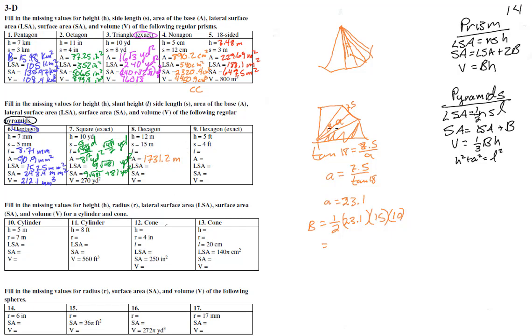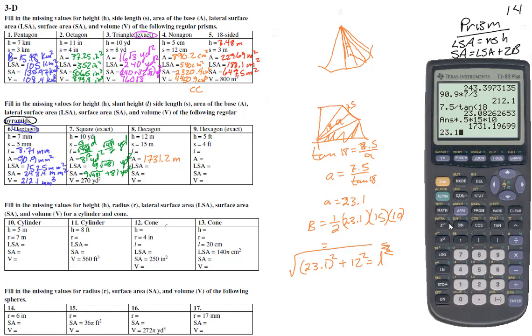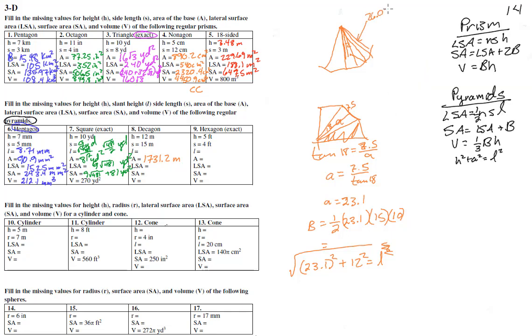Now we've got to find the slant height so we can get the area of the triangles on the side. So we have 23.1 squared plus the height squared equals this slant height squared. So we're going to square root both sides, and let's plug that in the calculator. 23.1 squared plus 12 squared, and then square root that. Good. What does it come out to be? 26.03. So this slant height right up here is 26.03. This is just a length, so this is in meters.